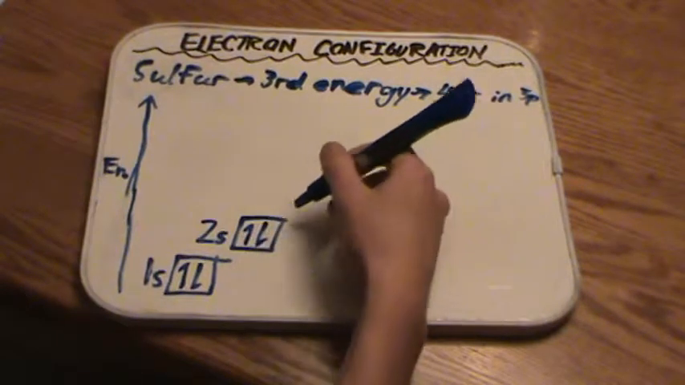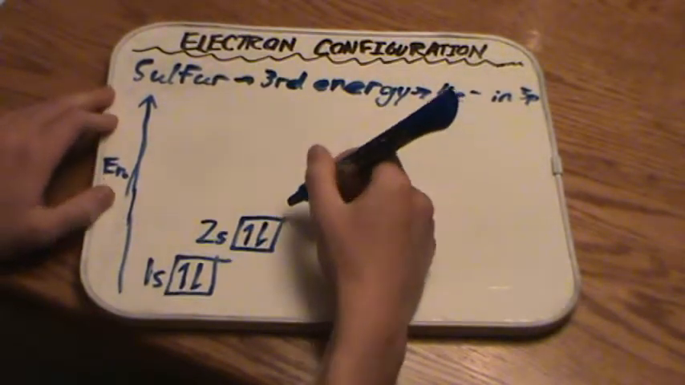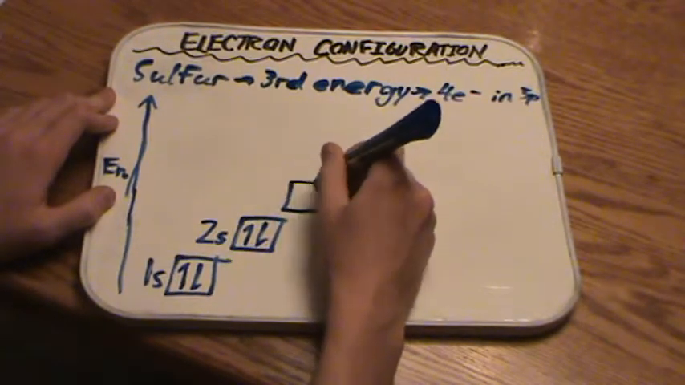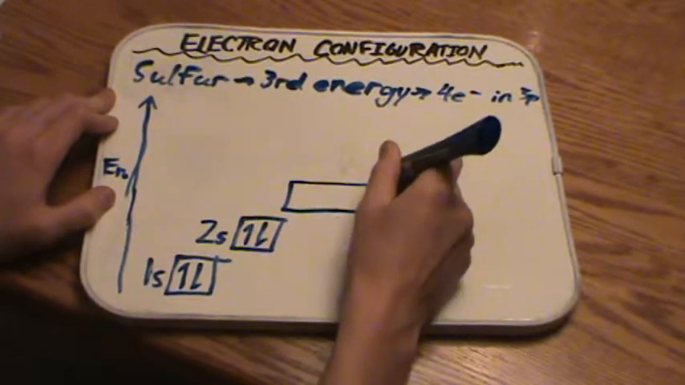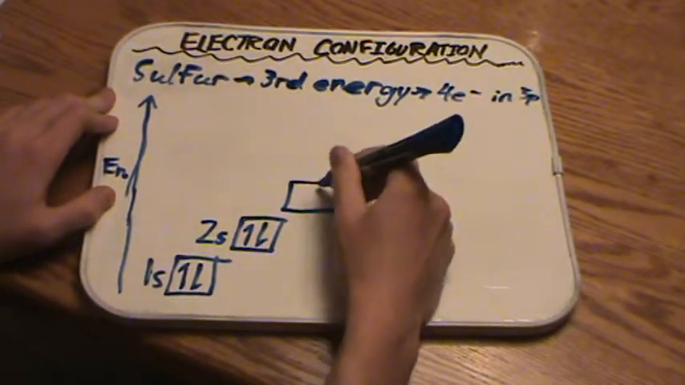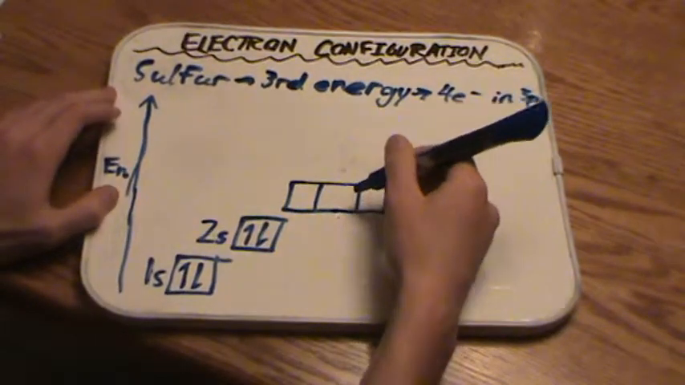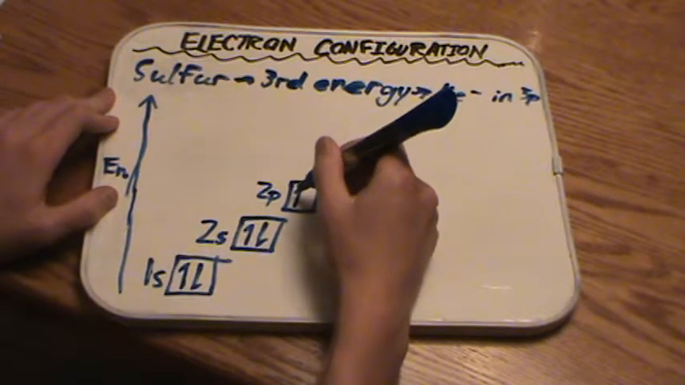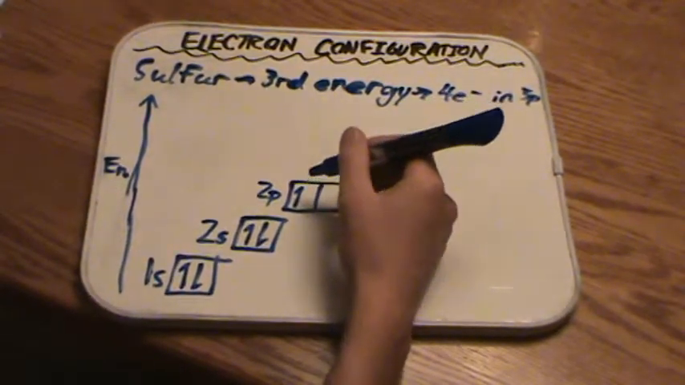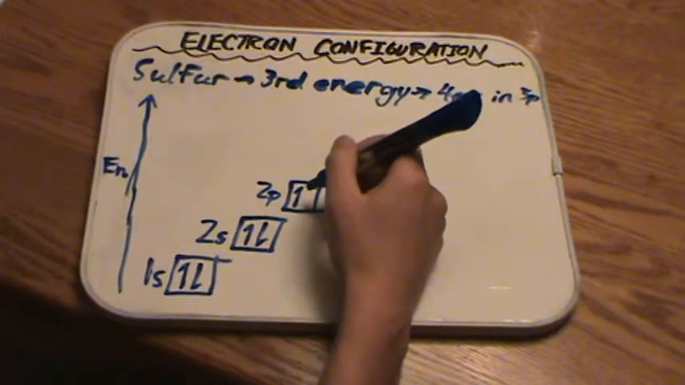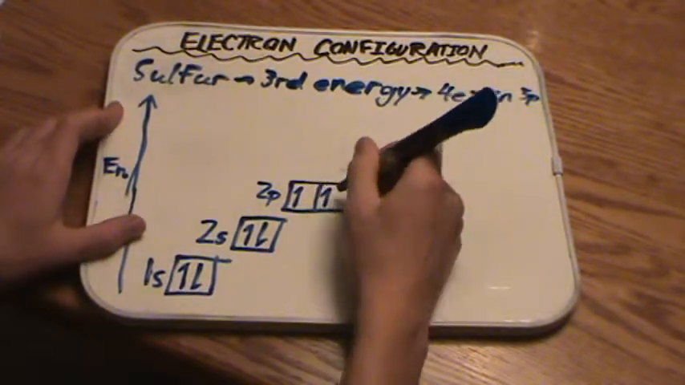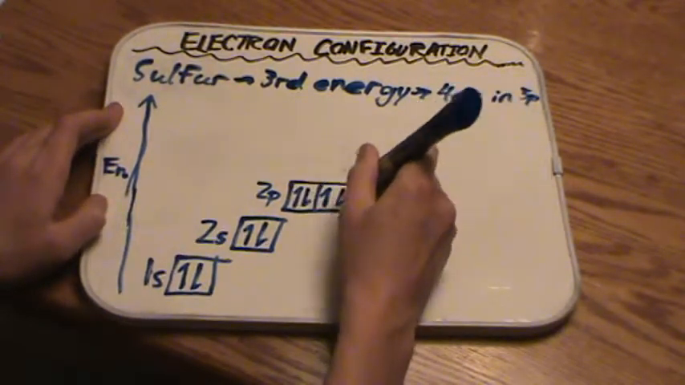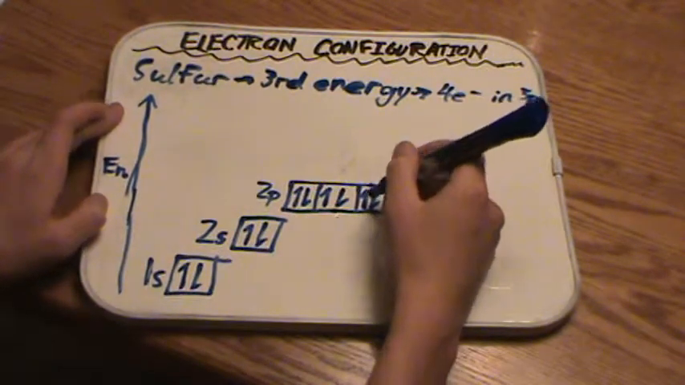And now I'm filling the 2s orbital. And after I filled the 2s orbital, we now move to the 2p orbital. We are simply moving across the periodic table now. The 2p sublevel is represented by 3 orbitals. Now we know that sulfur is in the 3rd energy level, so the 2p orbital is completely filled, so there should be 6 electrons in this 2p orbital.